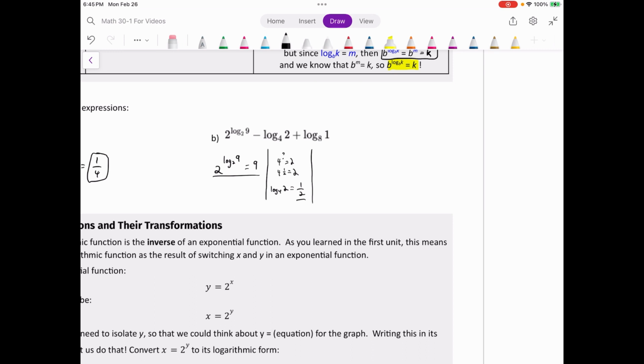Okay, so we'll use that information. And then log base 8 of 1. So 8 to what power would equal 1?